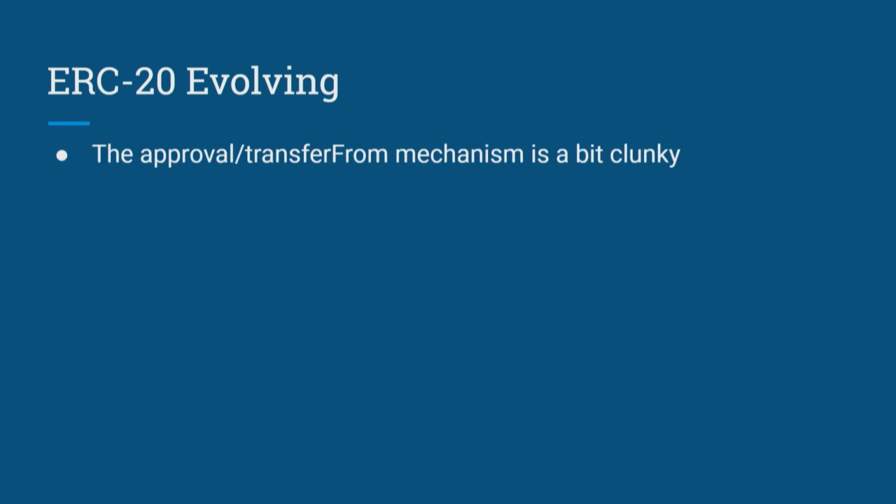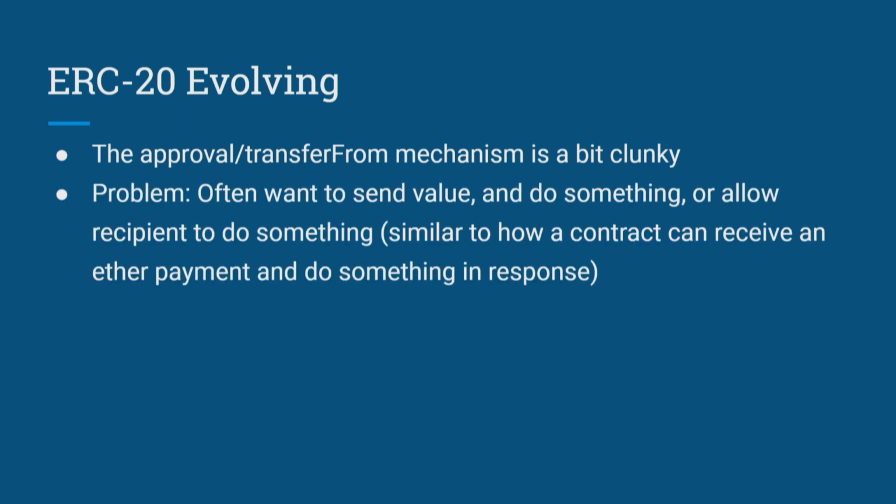Now, this standard is still evolving. ERC-20 was pretty early on, and this mechanism is a little bit clunky. So the problem is, like, right, we want to be able to send these tokens around and also have something happen at the same time. And so this transfer from makes it so that like the recipient can basically force the transfer to happen and then do their thing.